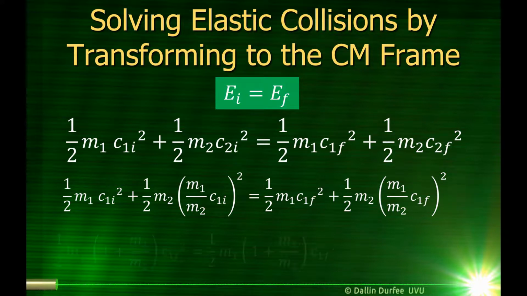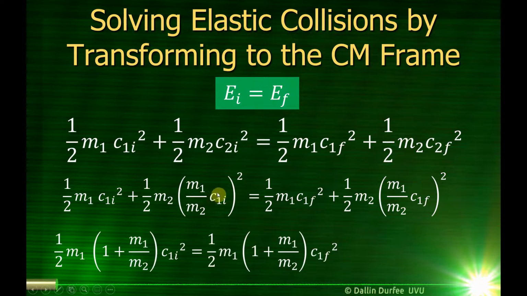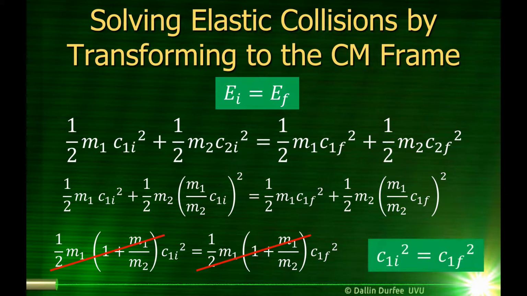All right, and then what I'm going to do is combine these terms. So I have a C1 initial squared here and a C1 initial squared here. So I'm going to rearrange things, so it's a bunch of stuff times C1 initial squared. Same thing over here, but for C1 final. And notice when I do the algebra, the thing sitting in front of C1 initial squared on this side of the equation is exactly the same as the thing sitting in front of C1 final squared on this side of the equation. So they cancel out, and I'm just left with C1 initial squared equals C1 final squared.